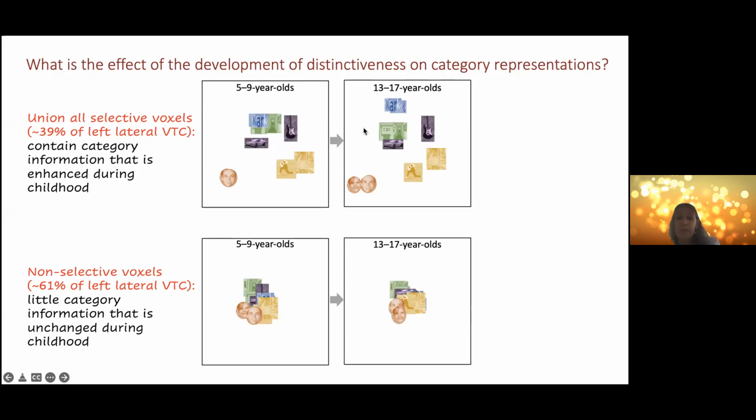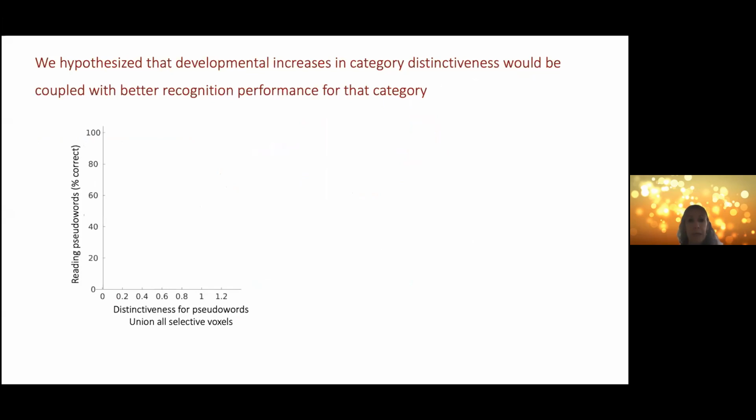We can see how the representational space of children changes across development, but does it have any impact on perception? One possibility is that the developmental increases in category distinctiveness, especially for faces and words, might be coupled with better recognition performance for that category.